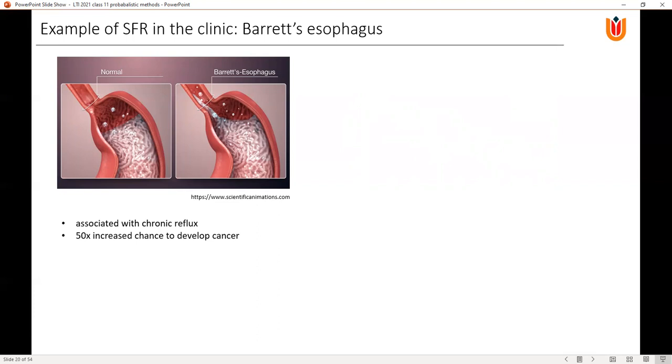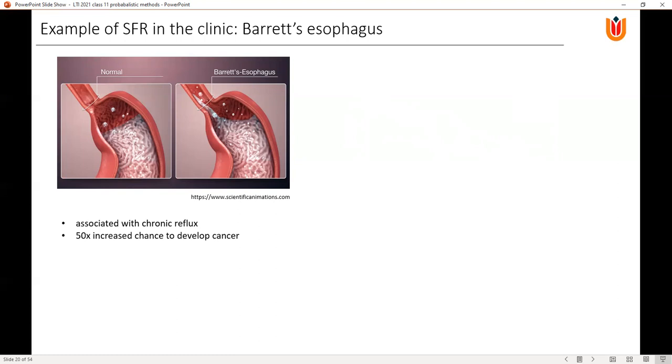I'm sure you've had that sometimes. Some people have it chronically. If that occurs, then the lining of the stomach wall is of course meant to handle that stomach acid. But the wall of the esophagus is not equipped to handle that.